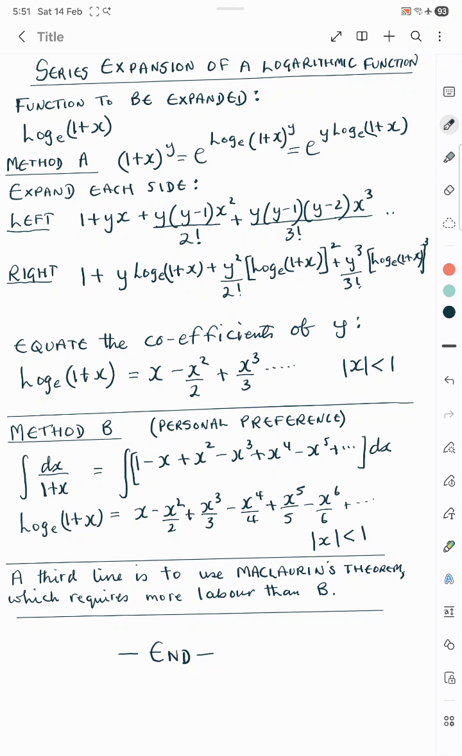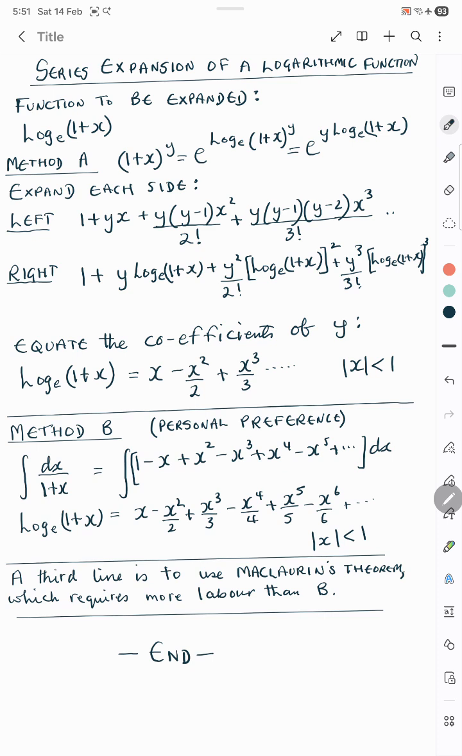Method A. First of all, we'll write (1 plus x) to the power y equal to e to the power of log to base e of (1 plus x) to the power y, which in turn is equal to e to the power y log to base e of (1 plus x). The first step, all I've done is first of all taken the log of the function and then taken the exponent of the log, so I've returned it to the original function. And in the second part, I just used a property of logarithms.